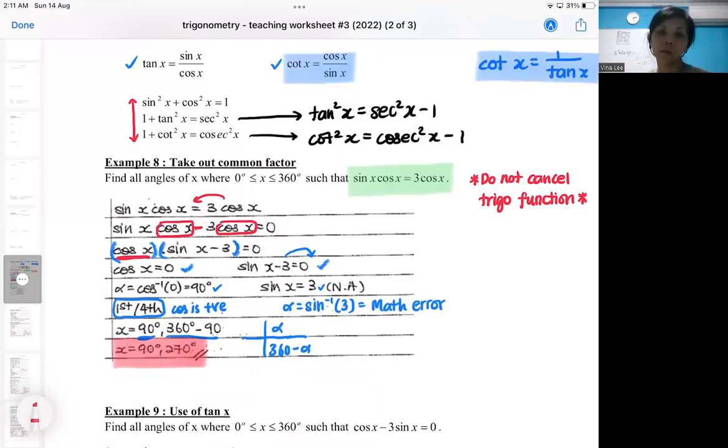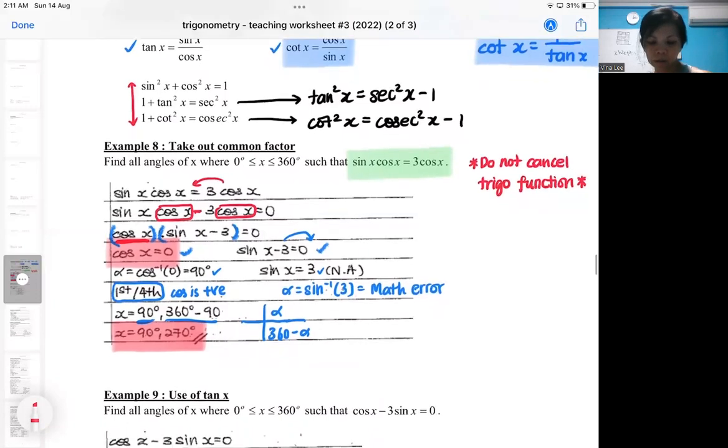Okay. So if you cancel out the trigo function, if you cancel out the cosine x, you will lose this set of answers. So that's the effect of cancelling out a trigo function. You will lose one set of answers. So sometimes you end up losing some answers, or sometimes you end up getting extra answers. So if you're not meticulous about the range, you will end up always getting extra or fewer answers. Okay, and you don't know why.